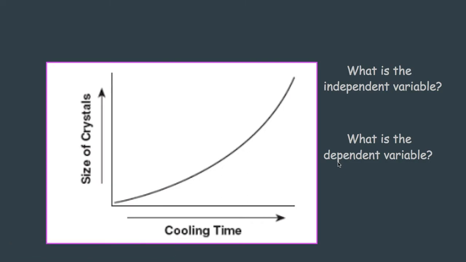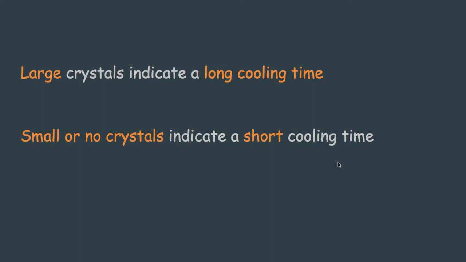So basically what happens, if you have a rock with large crystals, that means that it took a long time to cool down, a long cooling time, slow cooling. If there are very small crystals or no crystals, that shows a short cooling time. It cooled very quickly or very rapidly. All right, so what are these different igneous rocks called?